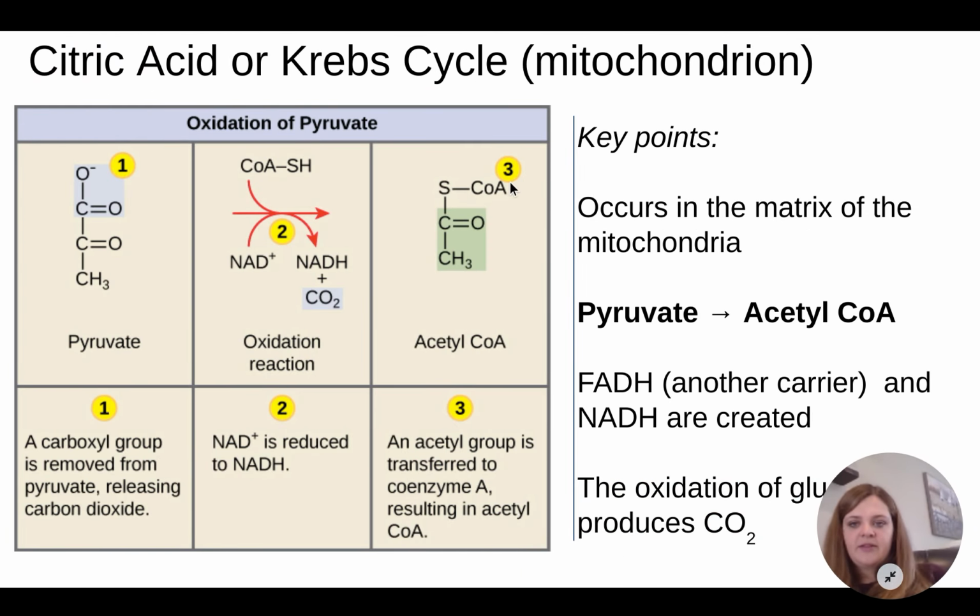Just a little bit further with the citric acid or Krebs cycle. You can see where this carboxyl group is. This is from our pyruvate. We remove this carboxyl group from the pyruvate, and if you remove a carboxyl group, it actually creates carbon dioxide. You can see carbon dioxide. So that's where that carbon dioxide comes from.